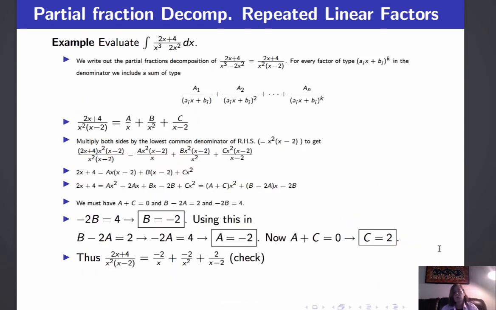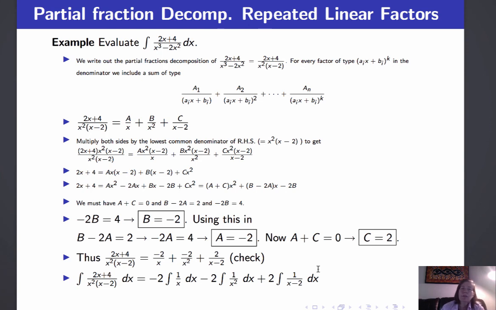So you have options on how you're going to solve for a, b, and c, and when you've solved for them, you've now broken up your rational function into its partial fractions decomposition. 2x plus 4 over x squared times x minus 2 is minus 2 over x plus minus 2 over x squared plus 2 over x minus 2. And you could add these fractions on the right just to check that this is in fact true.